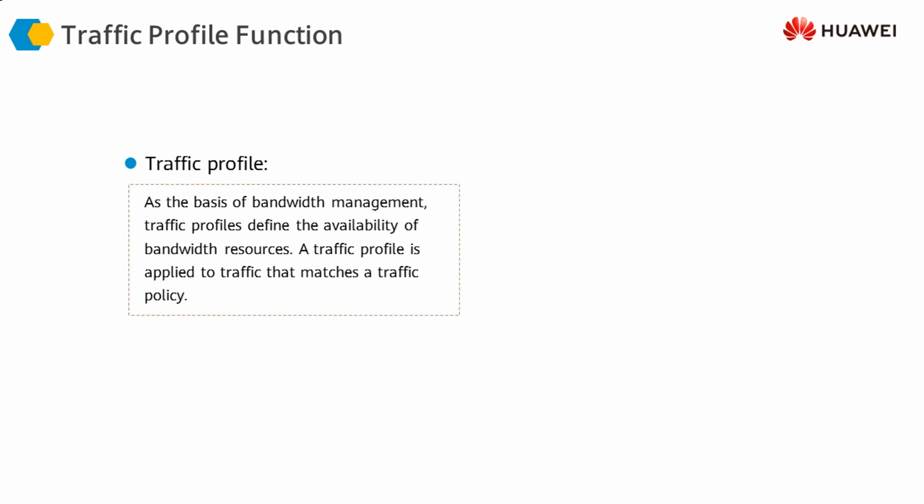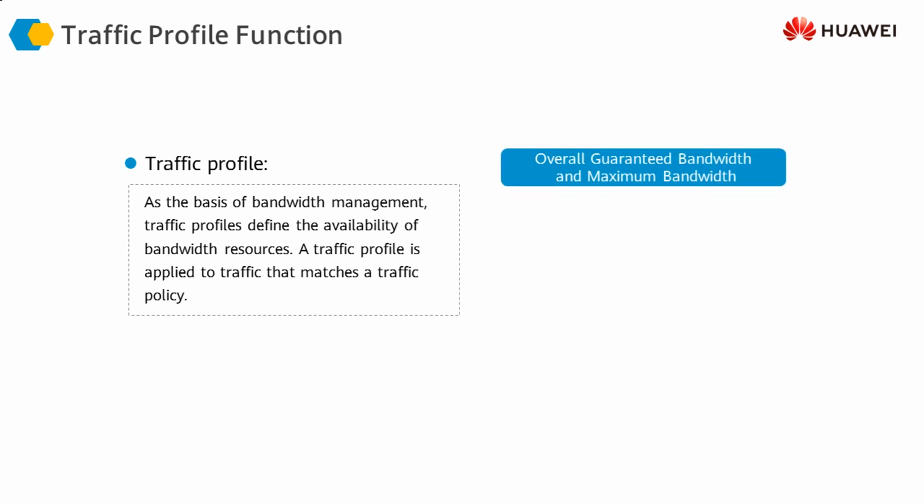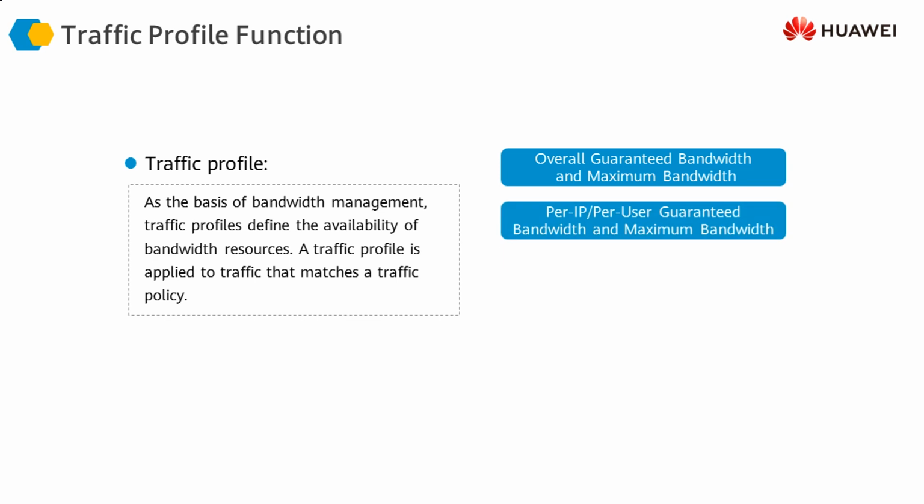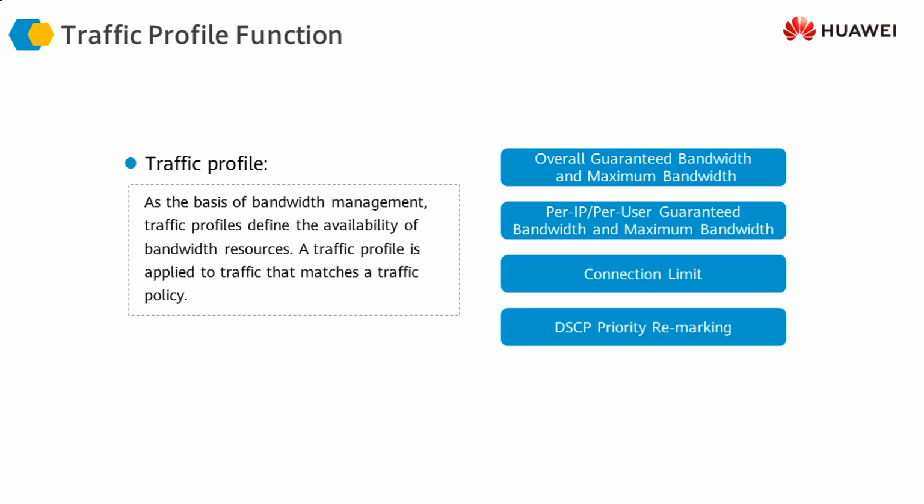So in a traffic profile, we can configure the overall guaranteed bandwidth or the maximum bandwidth. We can define the per IP or per user guaranteed bandwidth and maximum bandwidth. We can define the connection limit, and we can also define the DSCP priority remarking. These are the different values that we configure when we are configuring the traffic profile. Once this traffic profile has been configured with one or more of these values, it is ready to be applied on different types of traffic based on the traffic policy which is calling this profile. So the traffic profile is referenced by, or called by, a traffic policy.